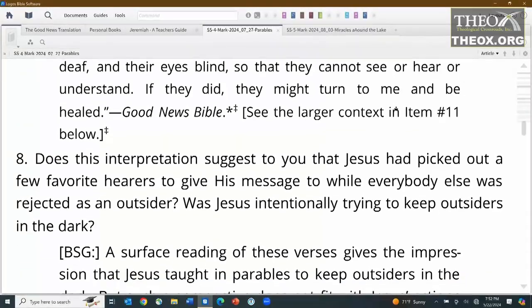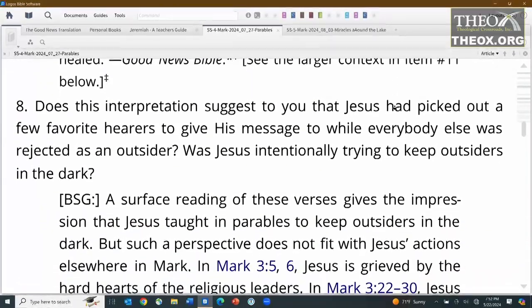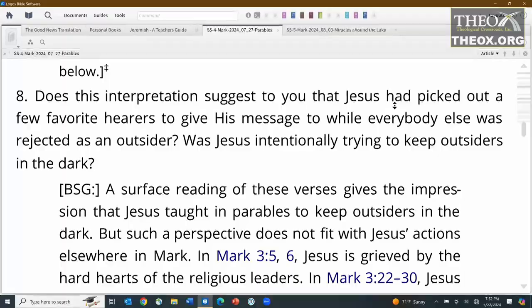Does this interpretation suggest to you that Jesus had picked out a few favorite hearers to give his message to while everybody else was rejected as an outsider? Was Jesus intentionally trying to keep outsiders in the dark?